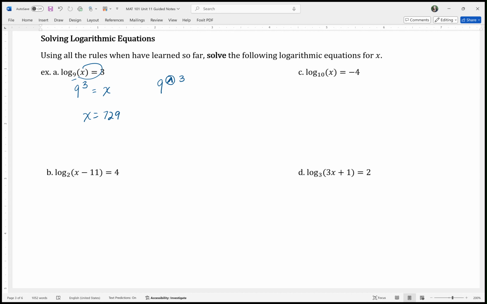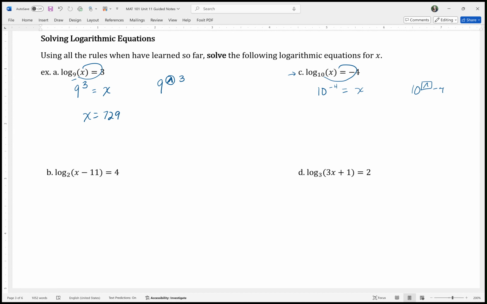Okay. Let's look at C over here. This is a little bit out of order, but let's look at C next. We have log base 10 of x equals -4. So we're converting this. The base is 10, raising it to the power of -4 equals x. Okay, so in the calculator, you're doing 10 to the -4 using the little caret.